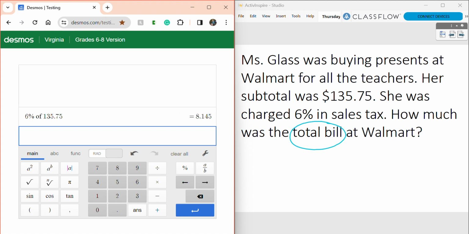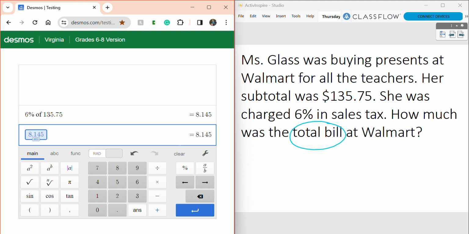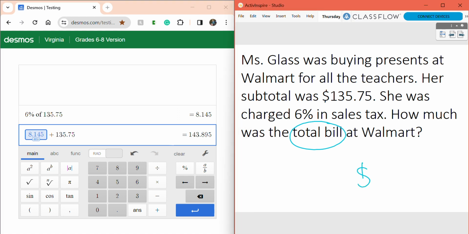So on the next line, I'm going to take that answer that I just got and add the original price, because tax makes things more expensive. And then the last step is just to make sure that we round this correctly. So it's $143.90.